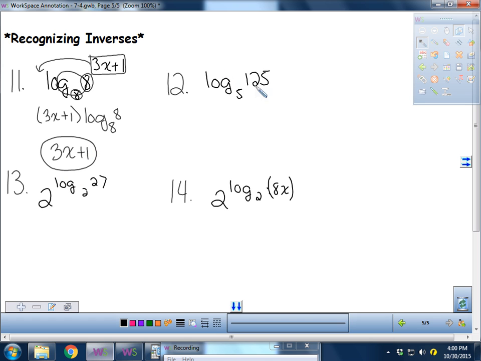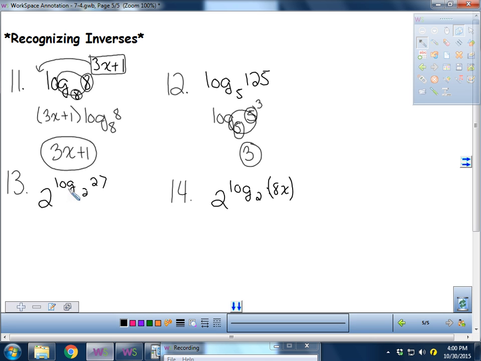All right, this one does not have the same base, and actually it would probably be faster for you just to plug it into your calculator and get an answer. But just for the sake of learning about inverses, we're going to rewrite this one. If we wanted to make this the same as a base of 5, I could say that this was log base 5 of 5 to the third. 5 times 5 times 5 is 125. So if I just rewrite 125 with a base of 5, that's going to give me two bases that are the same. So the log and the bases cancel, and the answer is 3.